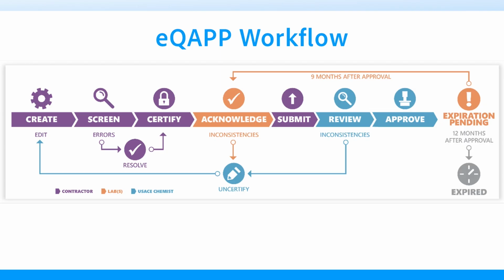Note that 12 months after approval, the EQAP will expire. The lab will review it again, and if their limits have been updated, provide them to the contractor to update. If no updates are needed, they will re-acknowledge and the project chemist will reapprove.